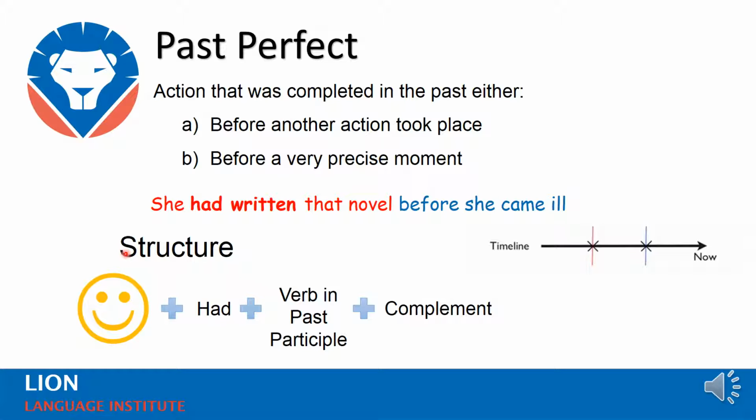Here we have our structure. First we begin with the subject. After we have our auxiliary had. And we have our verb in past participle form. In this case the verb is write, so the past participle form of write is written, plus our complement, that novel before she became ill.